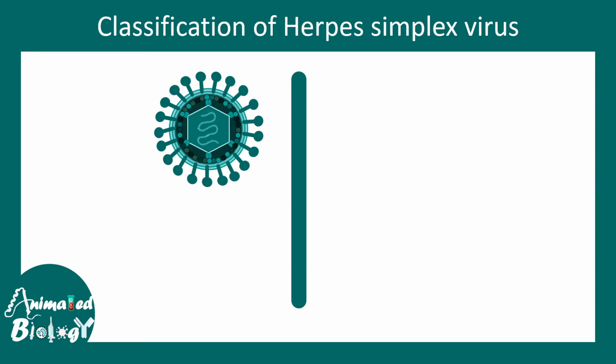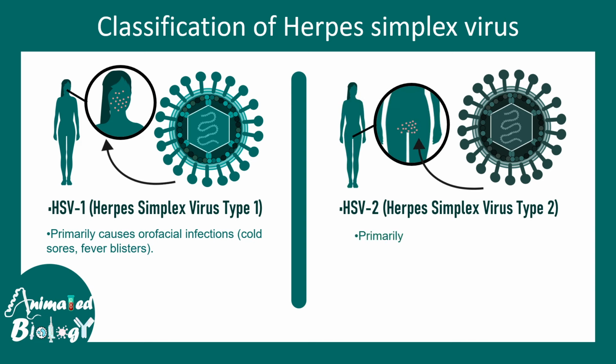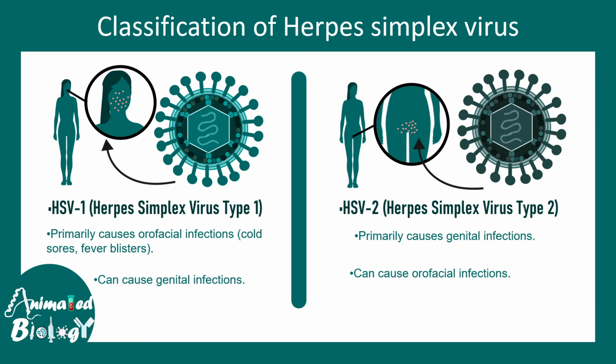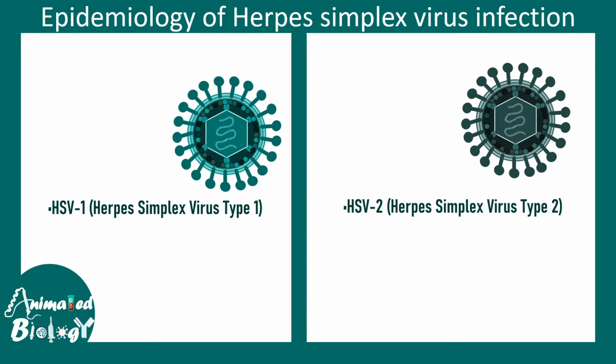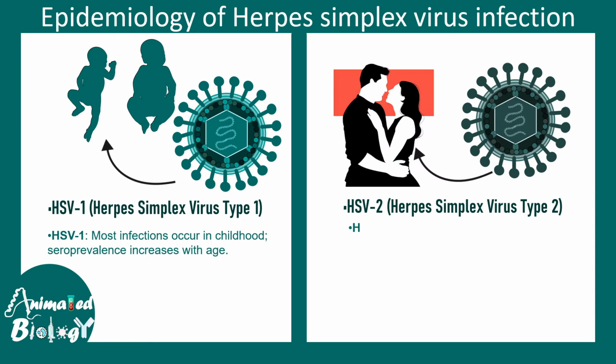Anyway, there are two types of herpes simplex viruses, HSV1 and HSV2. HSV1 is responsible for oropharyngeal infection, and HSV2 is associated with genital infections. But this is not a hard and fast rule. HSV1 can also affect the genitalia, and HSV2 has the potential to infect the orofacial region as well. Now, HSV1 generally infects children, and its seroprevalence increases with age. HSV2 is primarily transmitted through sexual contact. So people who are sexually active are more affected by the HSV2 subtype.